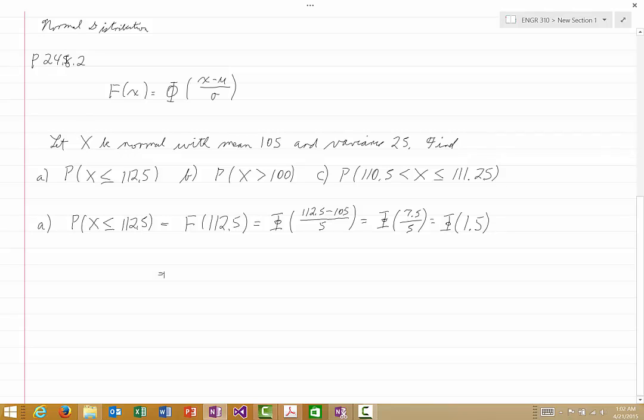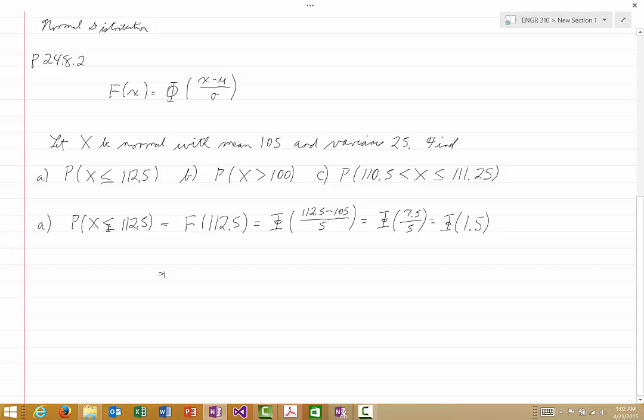Now, for this problem 24.8.2, it says let x be normal with mean 105 and variance 25. Find A, the probability that x is less than or equal to 112.5, B, the probability that x is greater than 100, and C, the probability that 110.5 is less than x is less than or equal to 111.25. So let's start with problem A.